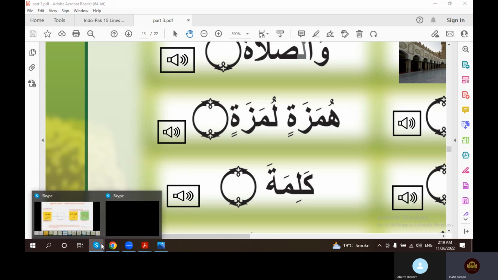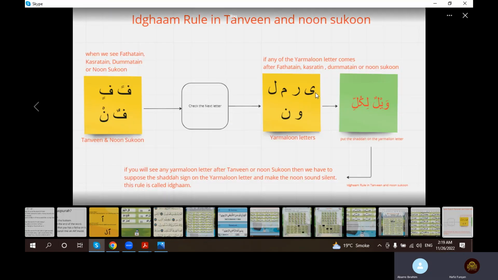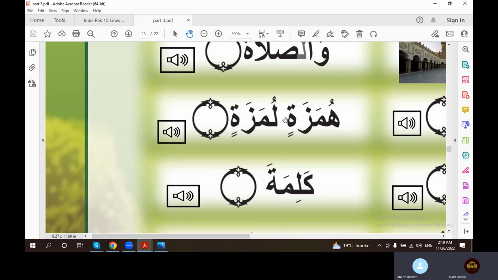So what is the third step? We find the tanween, we check the next letter. The third thing is what we have to check on the next letter: if it's ya, ra, mim, lam, waw, nun, any Yarmalun letter. Right now we have the lam. Is this a Yarmalun letter? Yes. So we have to put the shadda on lam at that moment.